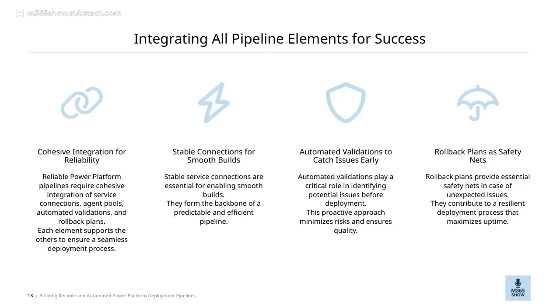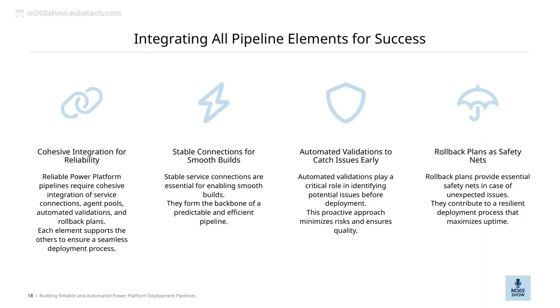Now, let's talk about integrating all the elements of a successful deployment pipeline. One of the key safety measures we implement is having rollback plans in place. These plans act as safety nets, allowing us to quickly revert to a stable state if something unexpected happens during deployment. This not only helps protect our environment, but also keeps our systems resilient, ensuring maximum uptime.